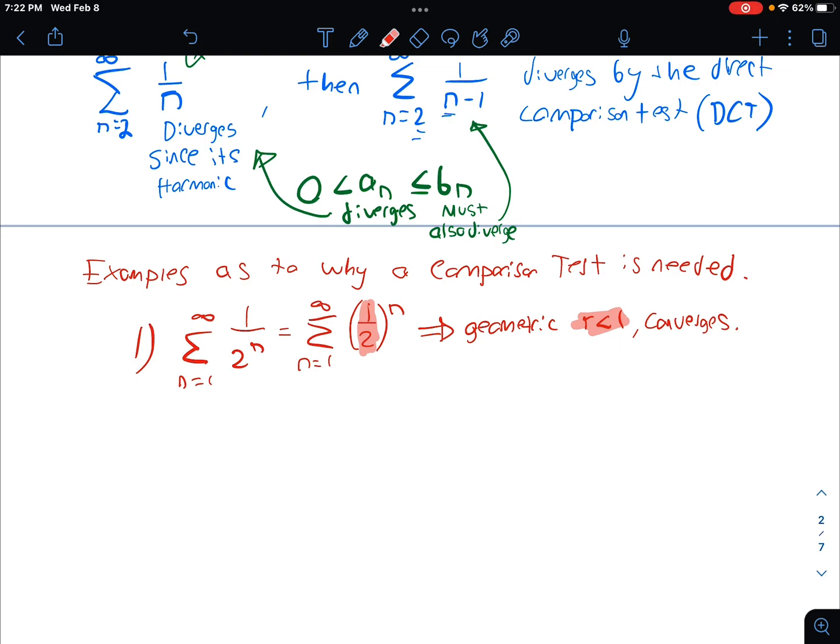But here's the thing, we have another problem. If you get something that looks like this, from n equals 1 to infinity of n over 2 to the power of n, this is not geometric.